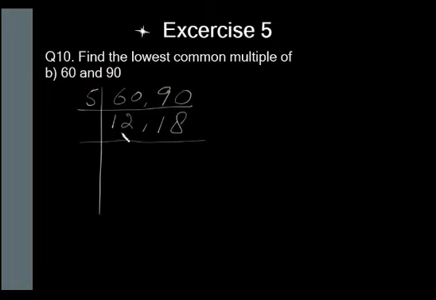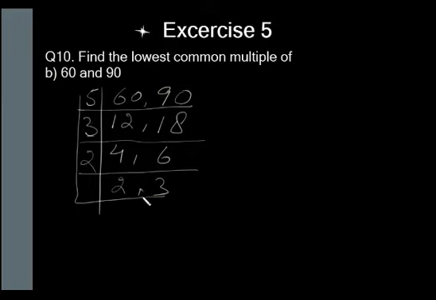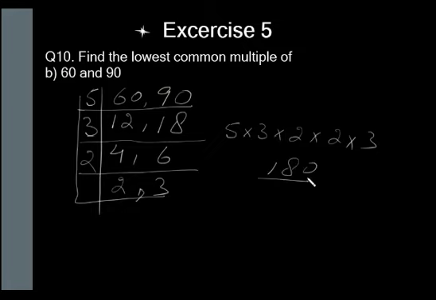Now 12 and 18 can go with the 3, which is a prime number. 3 4s are 12 and 3 6s are 18, and again it can go with the 2, which is a prime number, so 2 2s are 4 and 2 3s are 6. Now 2 and 3 cannot be divided by the same number, so there is no point in dividing further. As we know, for the LCM you just need to multiply all of these numbers from here till here. So it is 5 into 3 into 2 into 2 into 3, which makes 5 3s are 15, 15 2s are 30, 30 2s are 60, 60 3s are 180. So 180 is the LCM of 60 and 90.